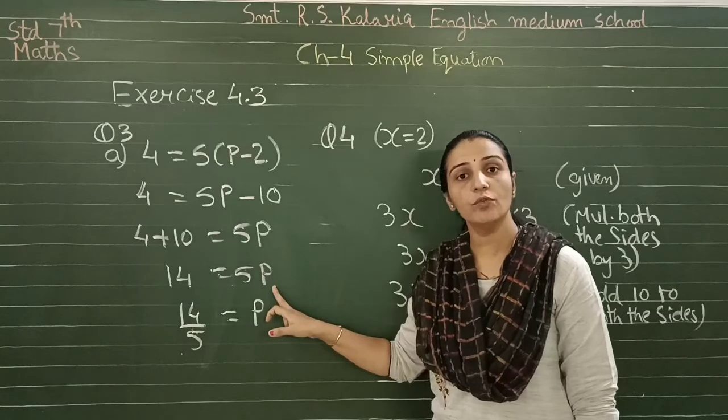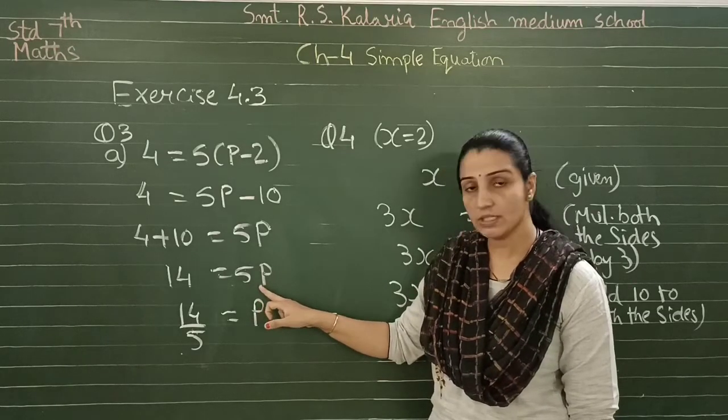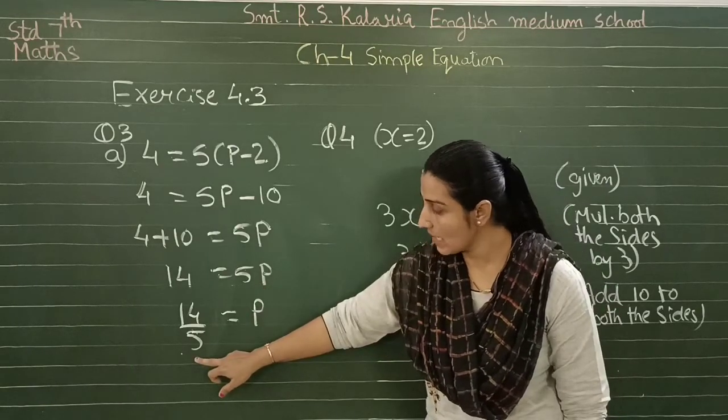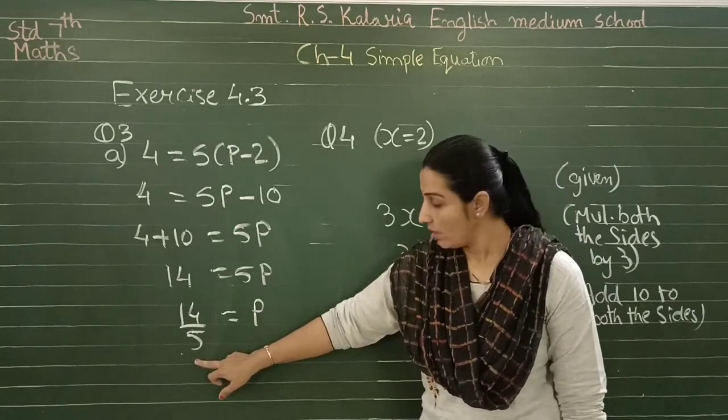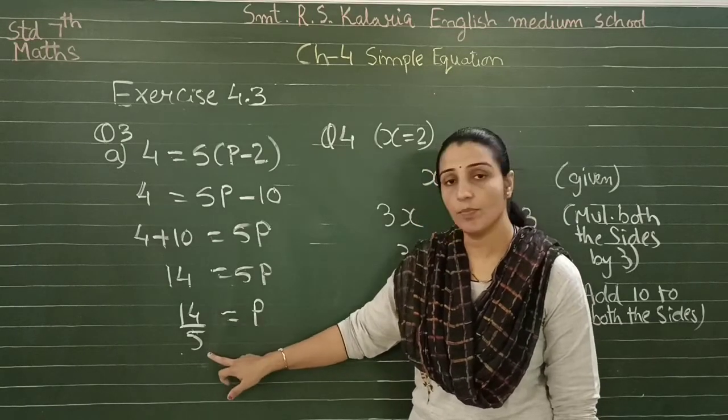But I want to find out the value of this p only. So this 5, which is in multiplication position, when it goes to the other side, becomes divided by 5. That is p is equal to 14 upon 5.